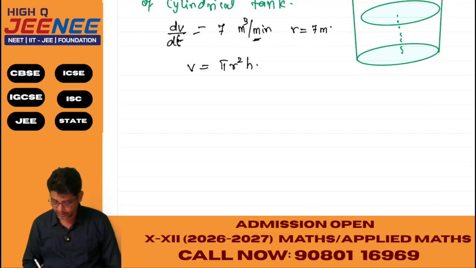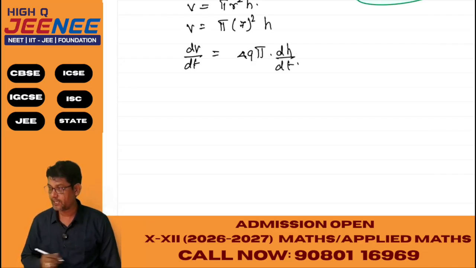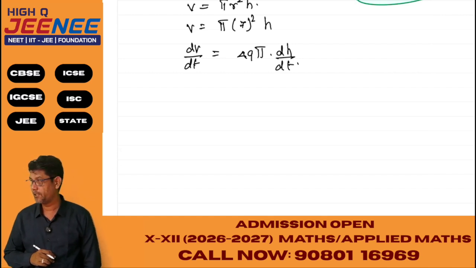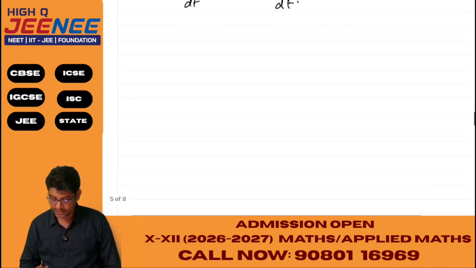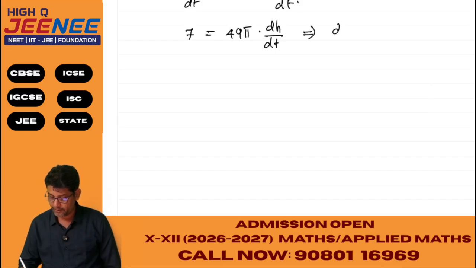So what are we going to get, my dear? V is equal to pi into R square H, R is 7. So now dV by dt is equal to 49 pi dH by dt. Is that clear, all of you? Now, dV by dt is given as 7. So 7 equals 49 pi dH by dt. Therefore, what is going to be our dH by dt? You can cancel these two. 1 by 7 pi.